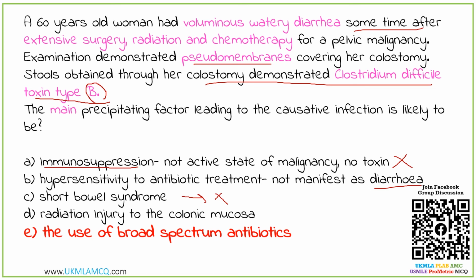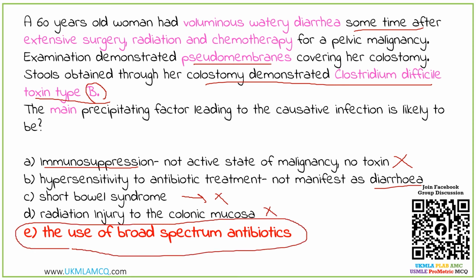And radiation injury to the colonic mucosa, yes, they can have diarrhea, but not the best answer here. So the best answer here is the use of broad spectrum antibiotics. As I told you earlier, many types like cephalosporins, ampicillins, these broad spectrum antibiotics can cause pseudomembranous colitis.